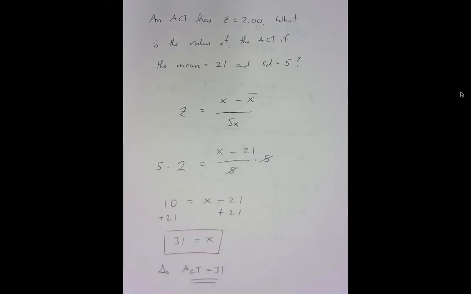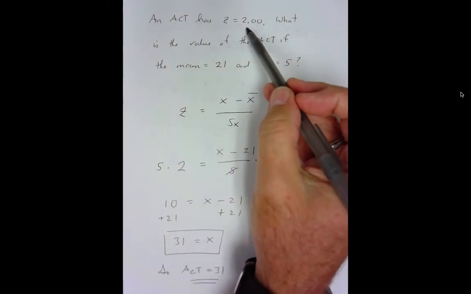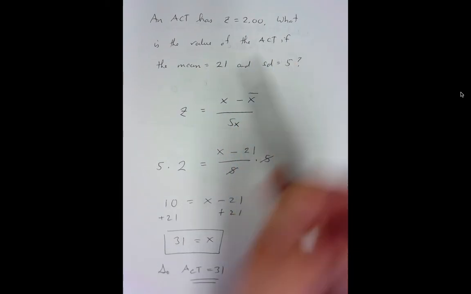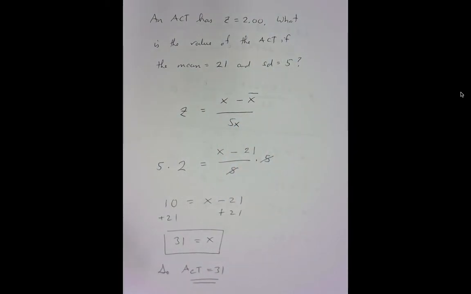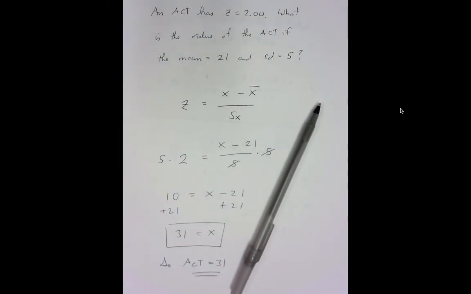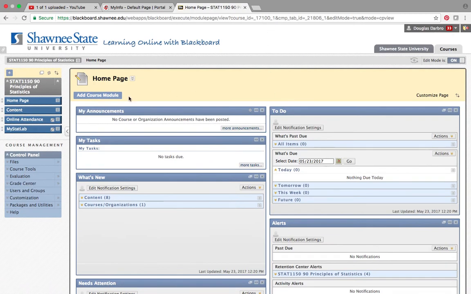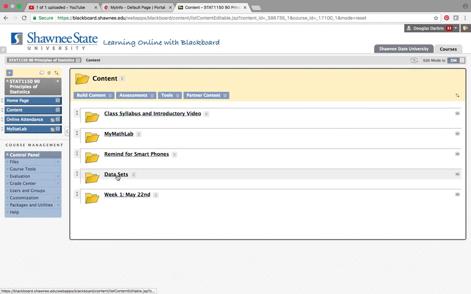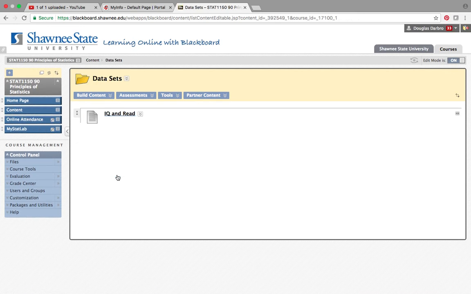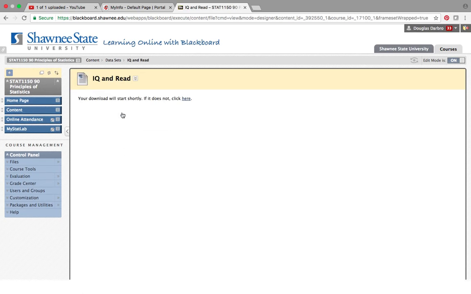So the ACT that has a z-score of 2, and we have this mean and this standard deviation, is equal to 2. Now, I want to go to Blackboard, and I want to show you something that I've uploaded and something we'll do quite often. If you go to Content, you can see that there's a new folder called Datasets. And I've uploaded a data set, and I'll upload even more, called IQ and Read. So I'm going to open it up.